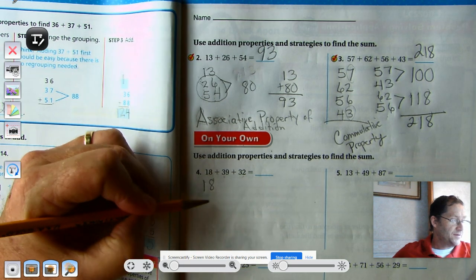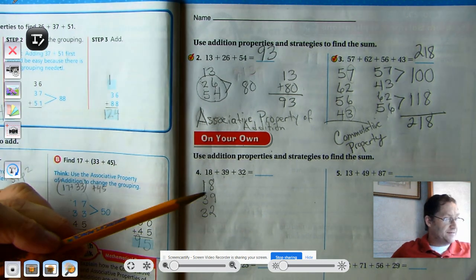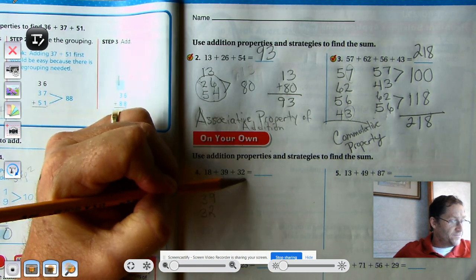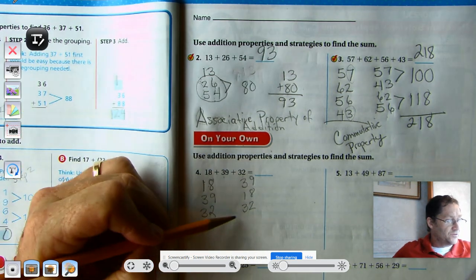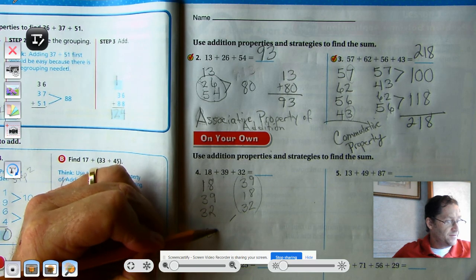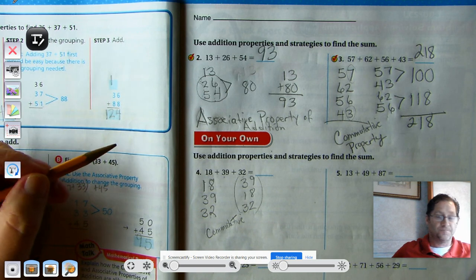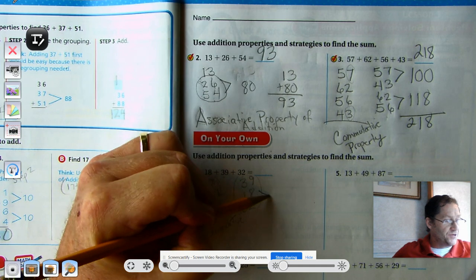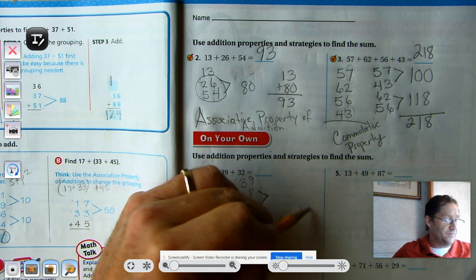Step 1, line them up by place value. Okay, I'm going to try to make a 10. I see that 8 and 2 is a 10. So let's just flip the order of the 39 and the 18. So to go to this step, that was commutative. I changed the order of these two. That's the commutative property. And now I'm going to use the associative property to group the numbers differently.